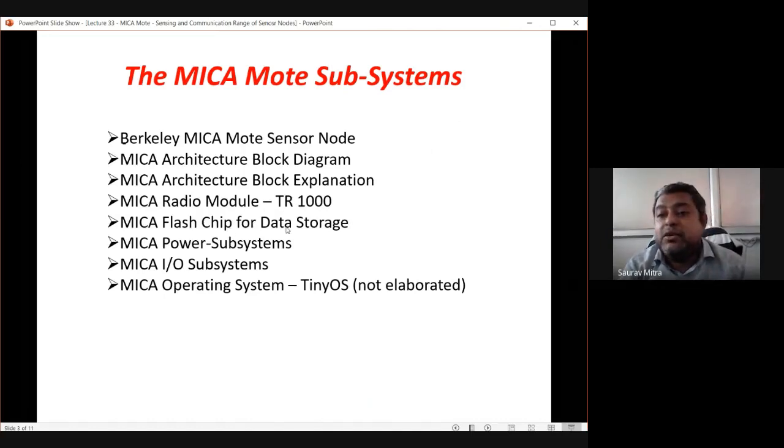Memory: yesterday I told you that the block has memory or storage. Today they are saying MICA uses a flash chip for data storage. And MICA has a power subsystem, an input output IO subsystem, and an operating subsystem. That was not explained yesterday. Whenever I was explaining the internal block diagram of a generalized wireless sensor node, I did not explain about any OS. But yes, without an OS, WSN cannot function. So this Berkeley MICA Mote has a special OS, which is named Tiny OS. OS is operating system. It will not be elaborated here.